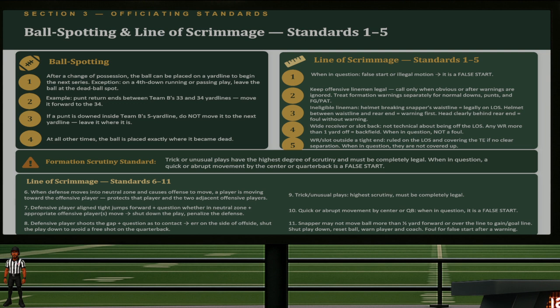Standard 2. If a punt is down on the ground inside Team B's 5-yard line, the ball should be left exactly where it is and not moved to the next yard line. At all other times, the ball is placed where it became dead. Now, line of scrimmage. 11 specific standards.